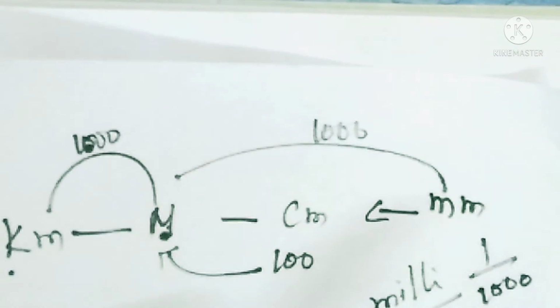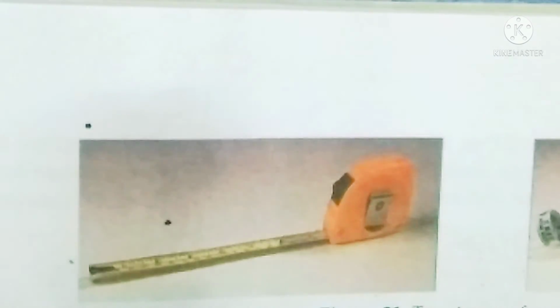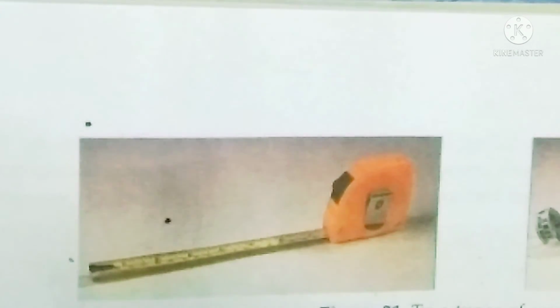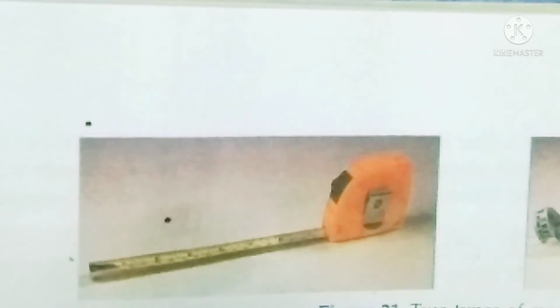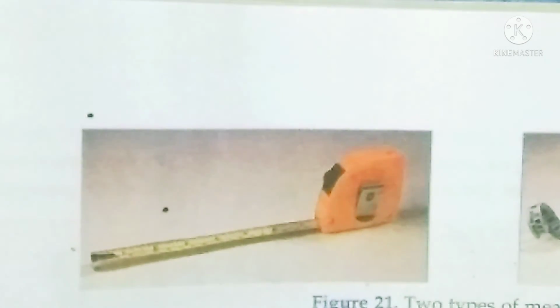Now let us discuss some of the devices which we use for measuring length. There are different types of devices or tools we use for measuring length. One is very familiar to you, that is the scale. Small scales are there and meter scales are also there. Rulers are also called meter scales. And then we have measuring tapes.